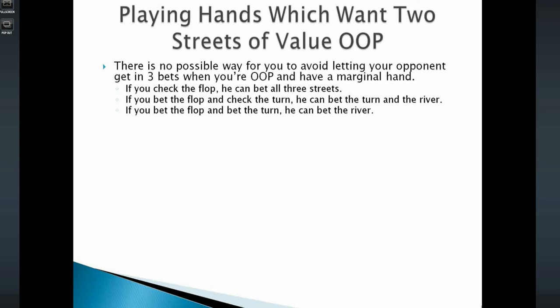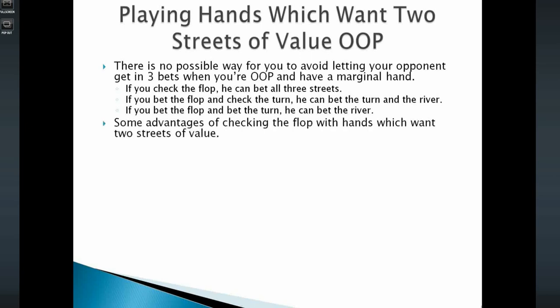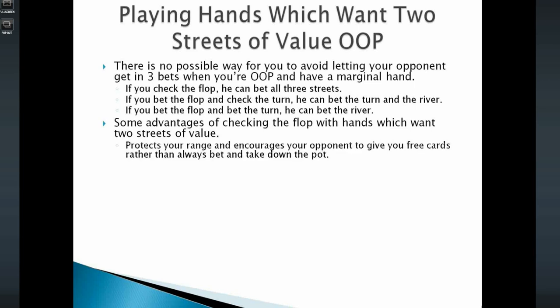And that's what we talked about is the most common problem. You're betting the first 2 streets hoping to get value, and then you're simply lost on the river. Some advantages of checking the flop with hands which want 2 streets of value: it protects your range and encourages your opponent to give you free cards rather than always bet and take down the pot.